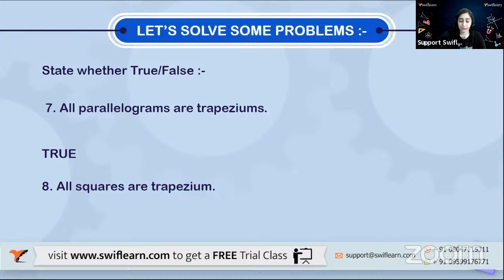Moving on to the eighth one, it says all squares are trapeziums. True or false? Think about it. Give it a shot. Are all the squares trapeziums? Well, yes, that's right. All the squares are trapeziums.